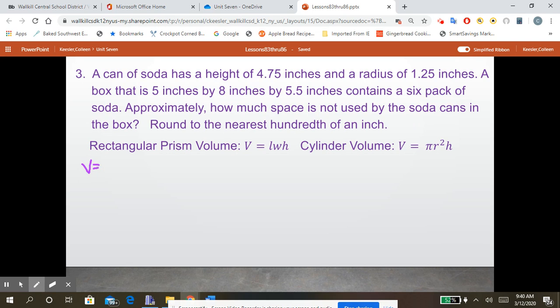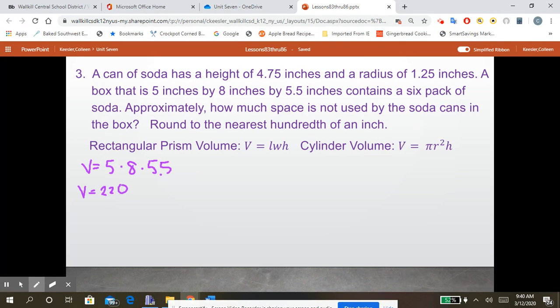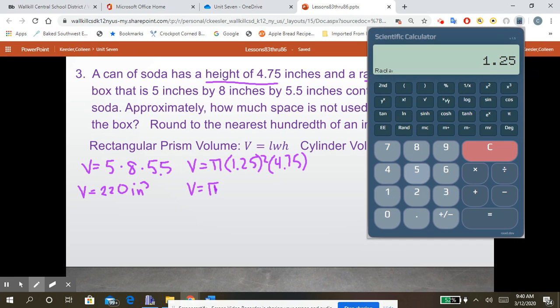So volume is length times width times height, or in this case, 5 times 8 times 5.5. So we can do that quickly in our calculator. 5 times 8 times 5.5 is 220 inches cubed. Then for the soda, we use our volume formula for a cylinder, and that's going to be pi times r squared, for the radius is 1.25 and 4.75 for the height. So we evaluate our exponents first. So that's 1 1/4 squared, which is 1.5625, and we're not going to round yet.